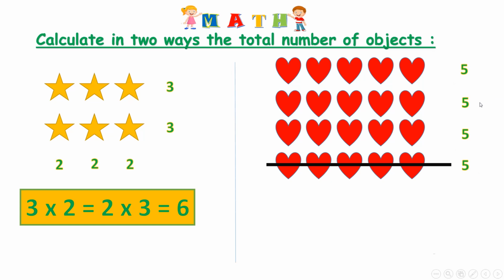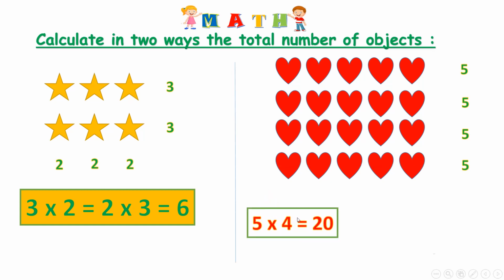It's 5 plus 5 plus 5 plus 5. How many 5? 1, 2, 3, 4. The 5 is repeated 4 times and the answer is 5 and 5 makes 10 and these 5 and 5 makes 10. So in total I have 20 hearts. But if I want to write a multiplication equation, I have the 5 repeated 4 times. So it's 5 times 4, great, which is equal to 20.